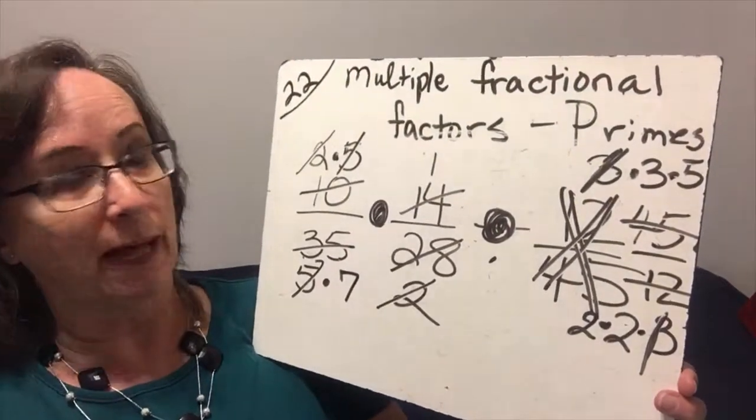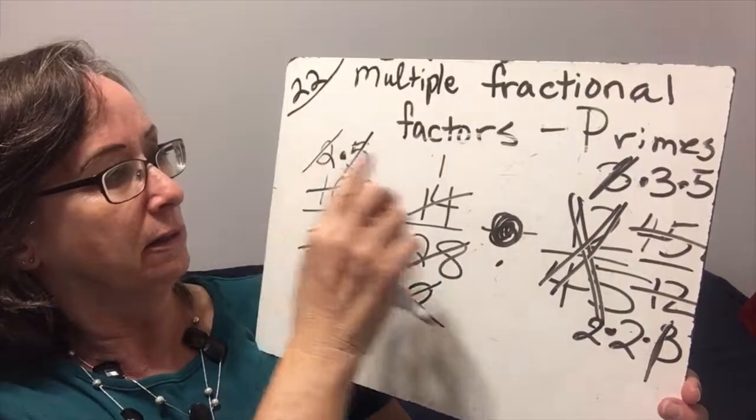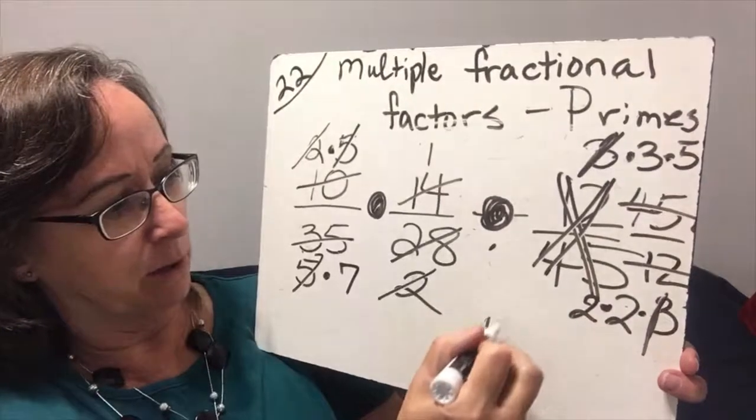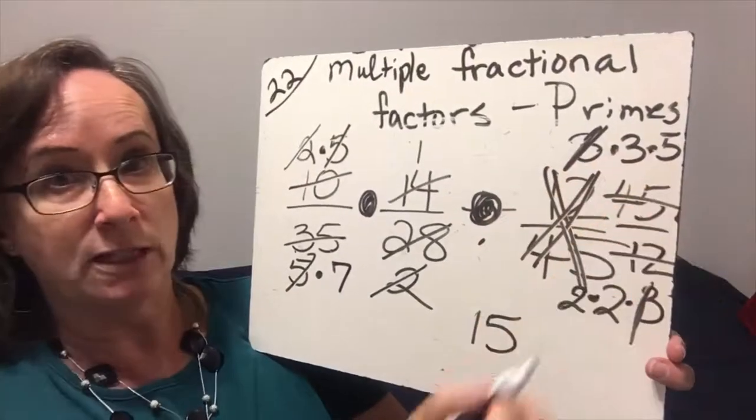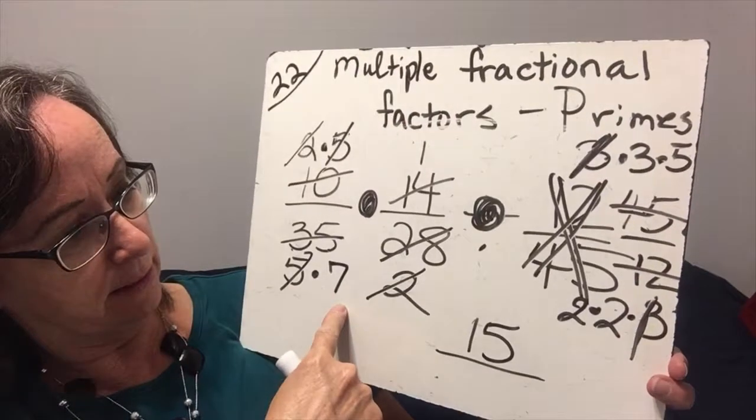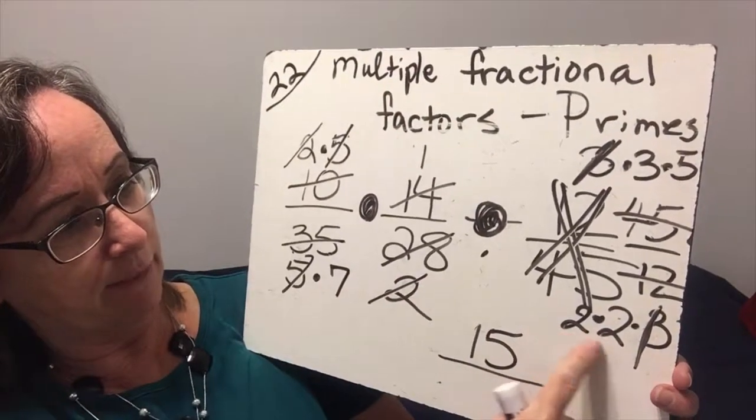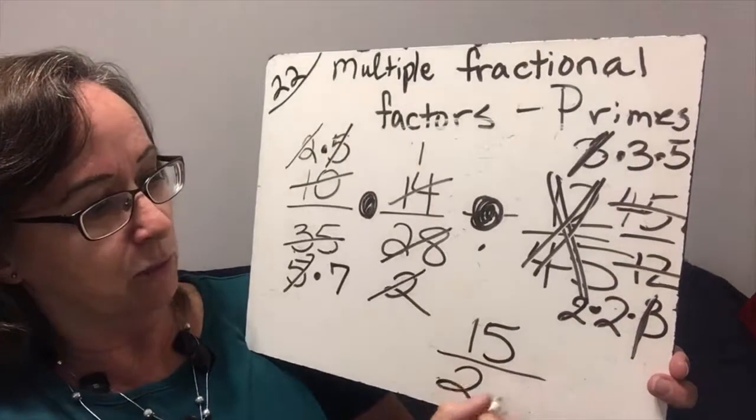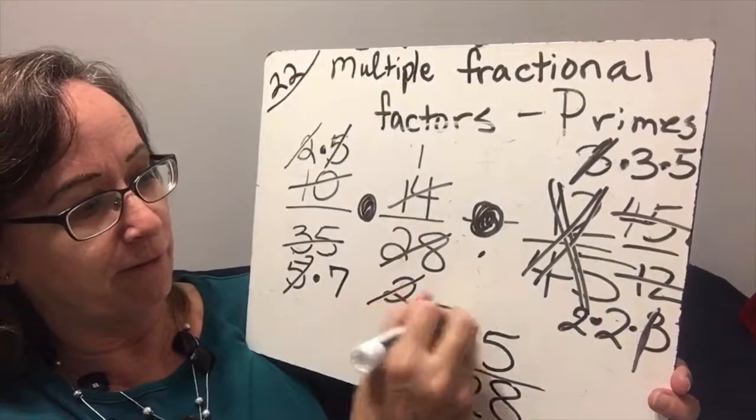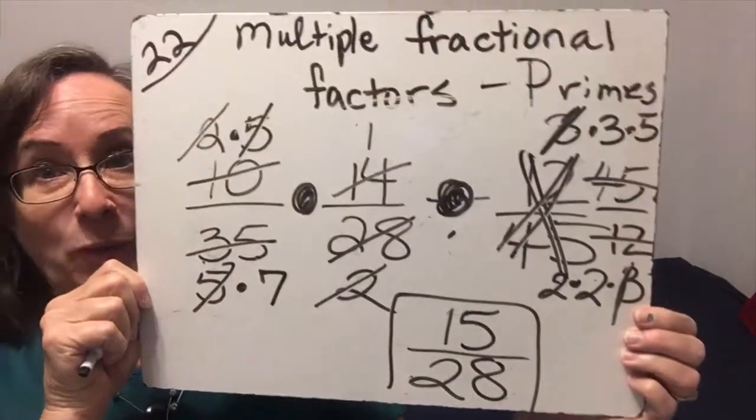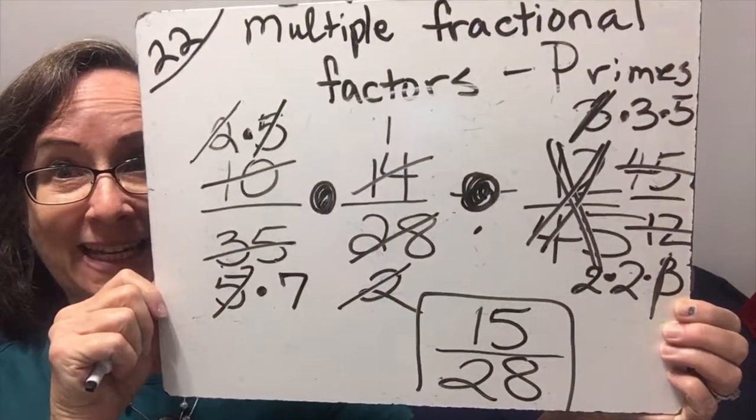So let's see what we have left. Nothing here but a 1, and we have a 15 on the numerator. 3 times 5 is 15. And then on the denominator, we have a 7. And then down here, we have a 2 times 2, which is a 4. And 7 times 4 is 28. And 15 and 28 have no factors in common. So we are finished.